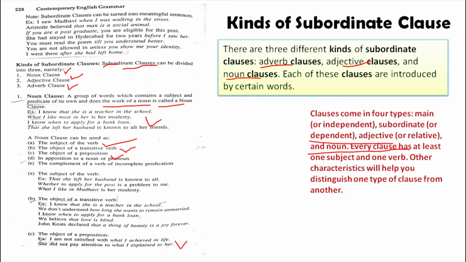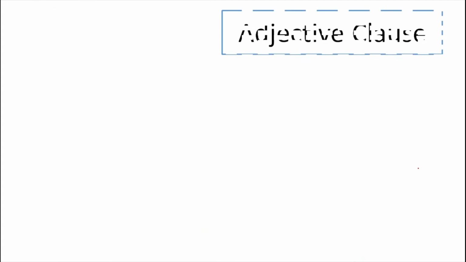Every clause has at least one subject and one verb. So a subject and verb will be there in clauses. Okay, so these are the clauses, with distinguished types like noun clause, adjective clause, and adverb clause. So this was the clauses.